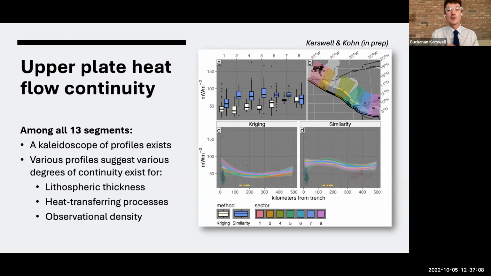increasing again. So we see a lot of variability in these profiles, which then suggests that there is variability in either the lithospheric thickness or perhaps heat transferring processes that are operating in the subsurface, or perhaps the variability can be explained simply by having very low observational density. So the more observations we have, the more precise the predictions get. And so having very sparse data makes the uncertainties quite large, and we can perhaps be getting some apparent features that are not actually real.